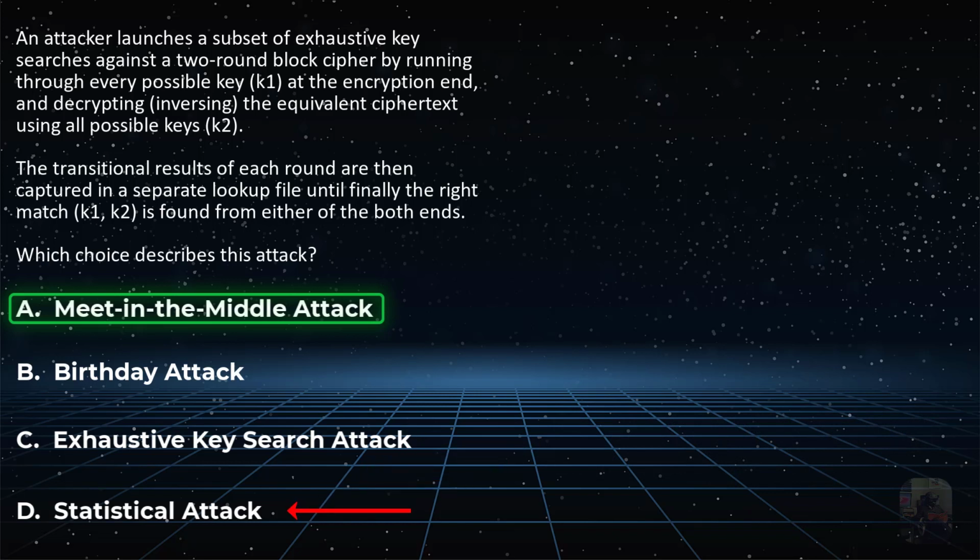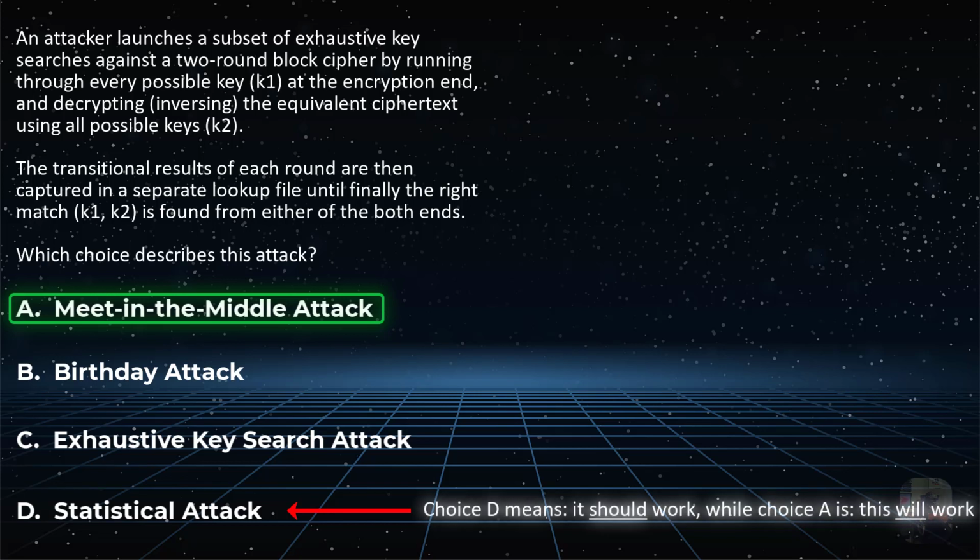It's not choice D, but if you didn't know the definition of a statistical attack and a meet-in-the-middle attack, you may have chosen choice D. Our CISSP practice question is talking about taking known plain text and trying to figure out the keys used during encryption and during decryption. It's focused on finding the right symmetric key used to both encrypt and decrypt.